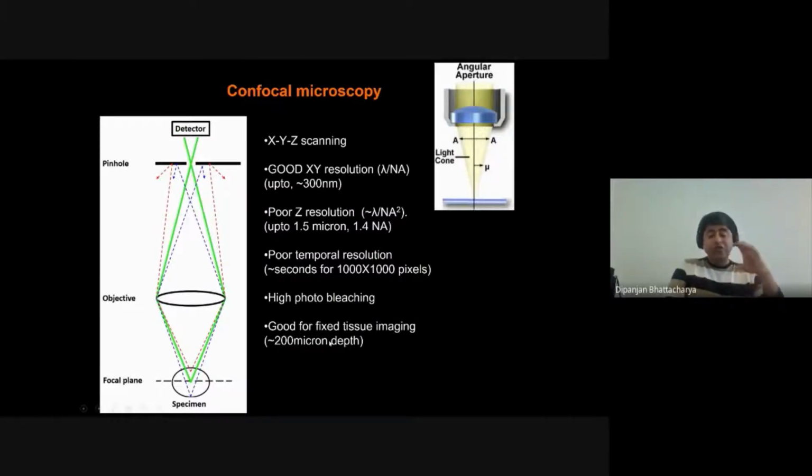So this one is good for tissue imaging, but of the order of a few hundred microns. Beyond even 100 microns is tough unless the tissue is very transparent. Around 50 microns is a better one, I would say. But beyond this, normal confocal is also not good.